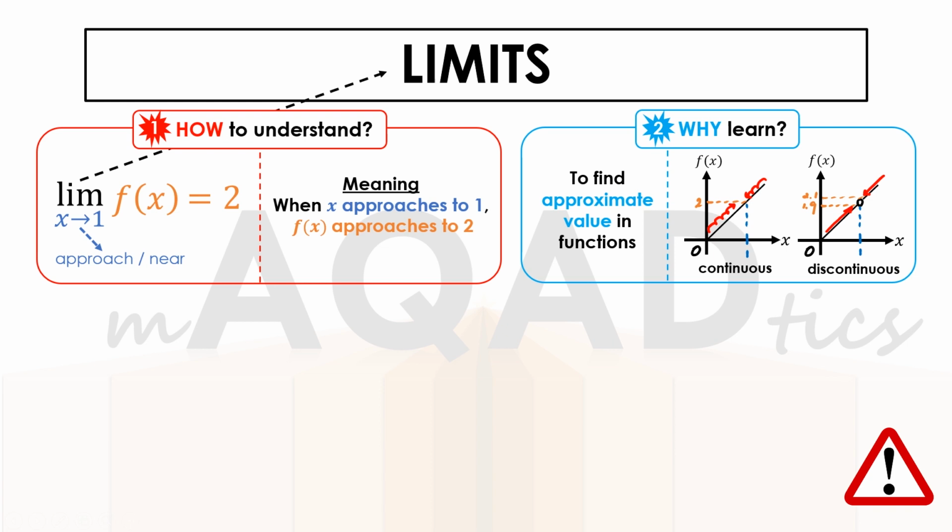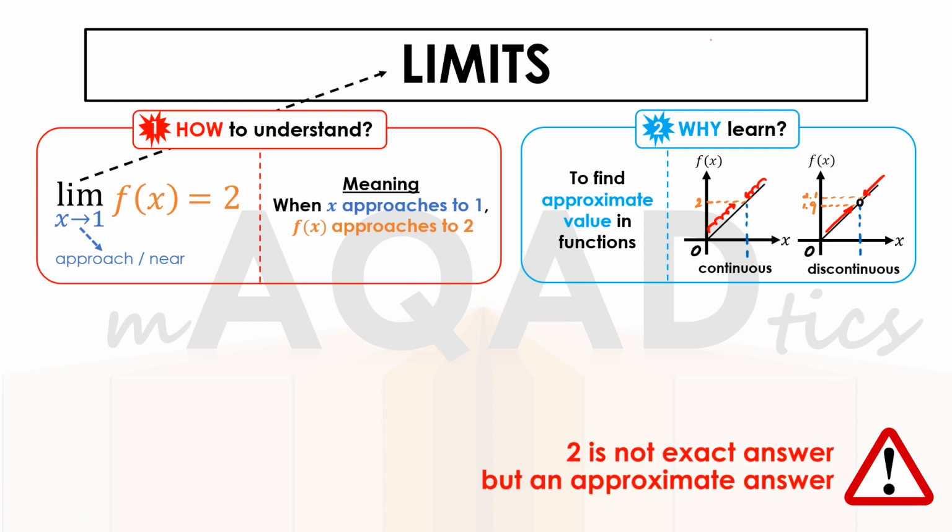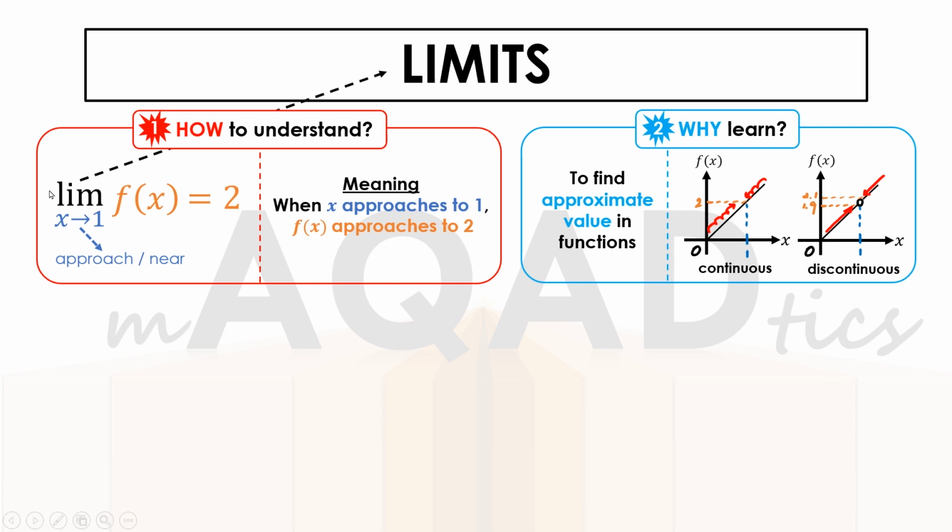Okay, but take note, 2 is not the exact answer. 2 is just the approximate value, because the real value, where x equals 1, is undefined. Okay, undefined. So sometimes we need to use limits, because we need to find the approximate value. We cannot find the exact value.